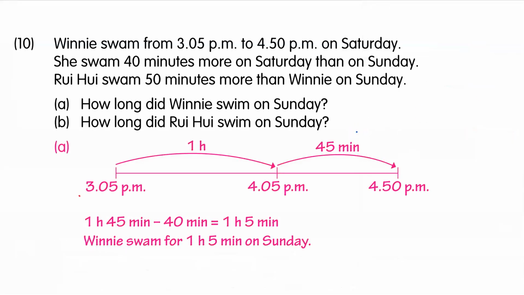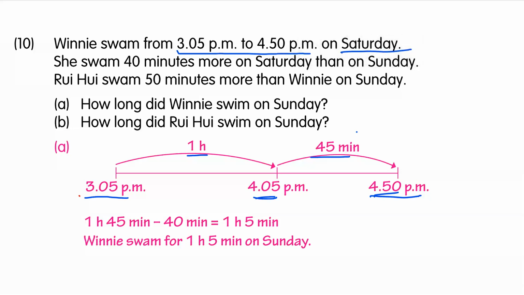Let us take a look here. Vinny swam from 3:05 p.m. to 4:50. Take a look. 3:05 p.m. to 4:50. How long did she swim? We can find out from here. 3:05 to 4:05 is 1 hour, and 4:05 to 4:50 is 45 minutes. Right? Take note. She swam 1 hour 45 minutes on Saturday.